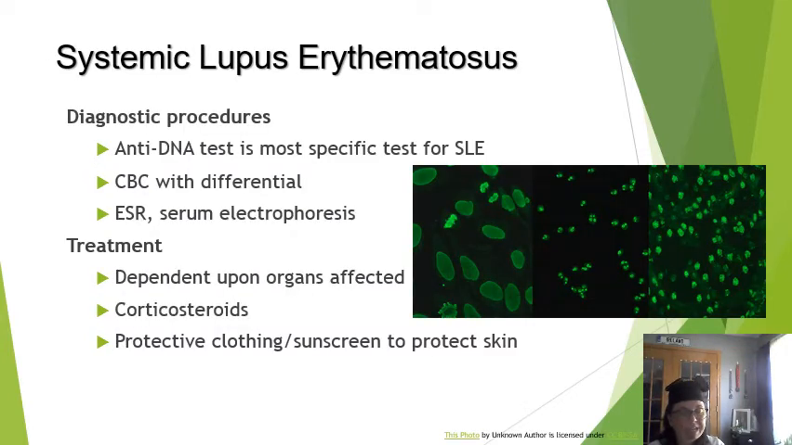SLE is diagnosed with an anti-DNA test, image here. A CBC with differential is performed, as well as a SED rate and serum electrophoresis. SLE is treated depending on the organs that seem to be affected. So corticosteroids do seem to be in the mix, and for the photosensitivity, you'd be treating the symptom with protective clothing and sunscreen. The images here are that anti-DNA test and what the person's antibodies fluoresce.